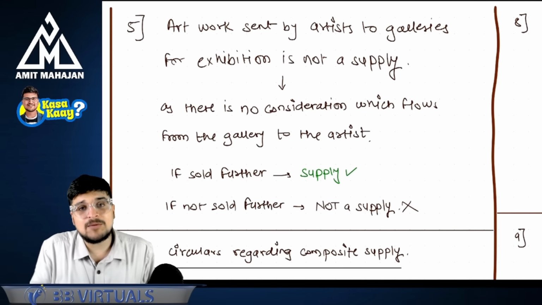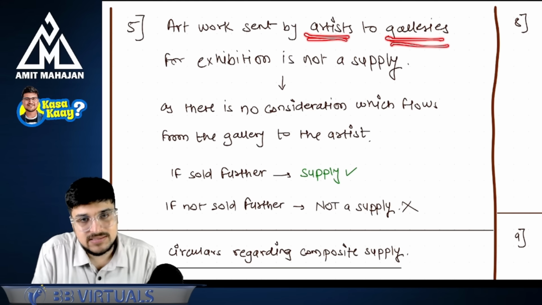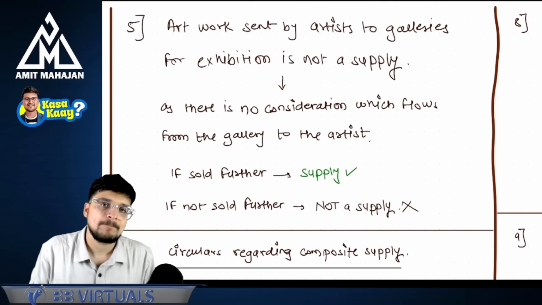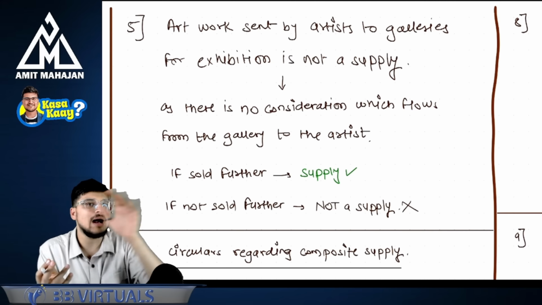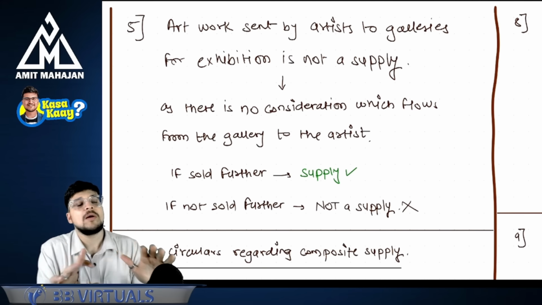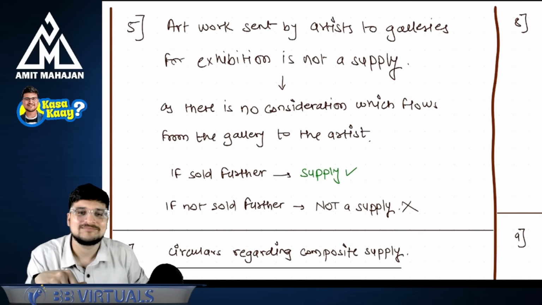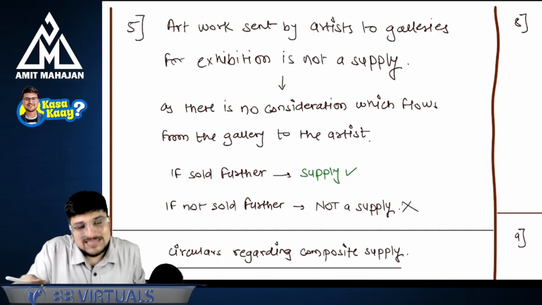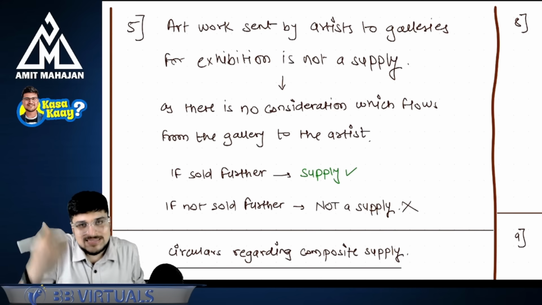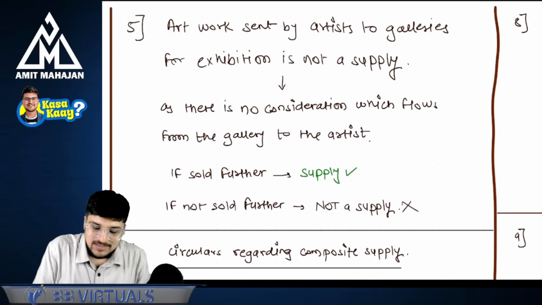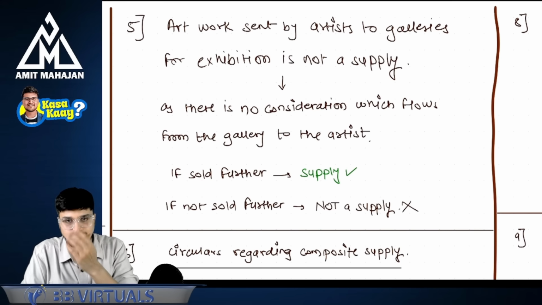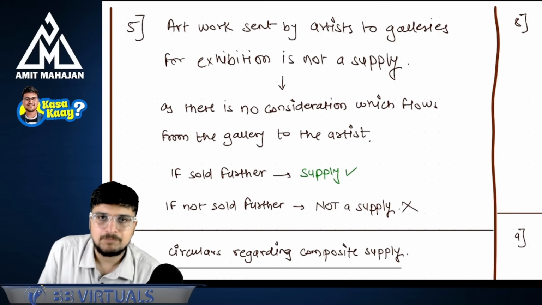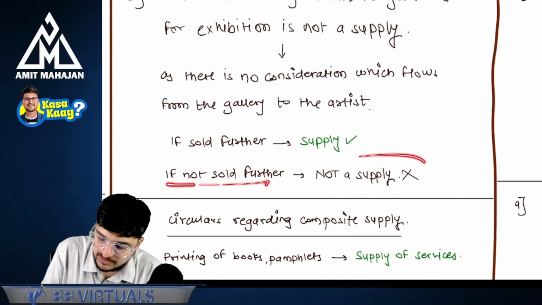Artwork which is sent by an artist to the galleries for exhibition is not a supply. I have made the painting and I have sent this artwork from my house to the art gallery. Is this a supply? No. But if it is sold further, then it is supply. Why is it not a supply? Because my artwork is getting sent from my house to the art gallery, there is no consideration involved in this, and that's why it is not a supply. But if it is sold further, it will be considered as supply. Understanding? Perfect.